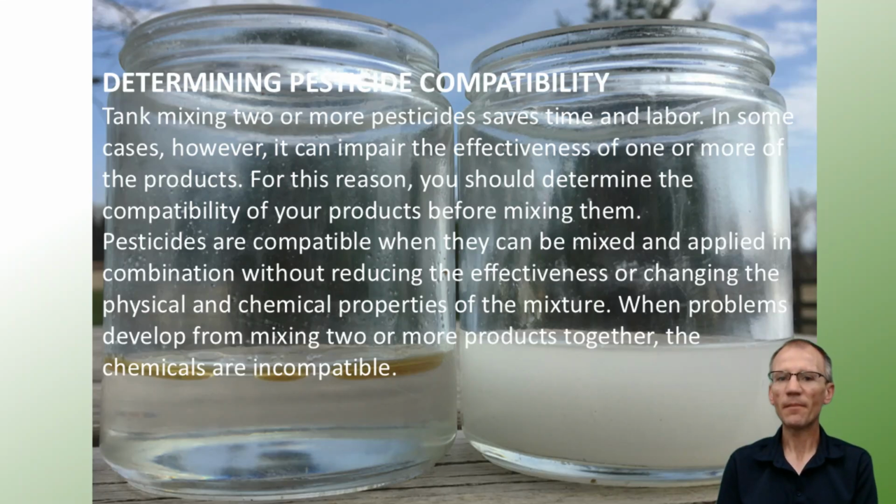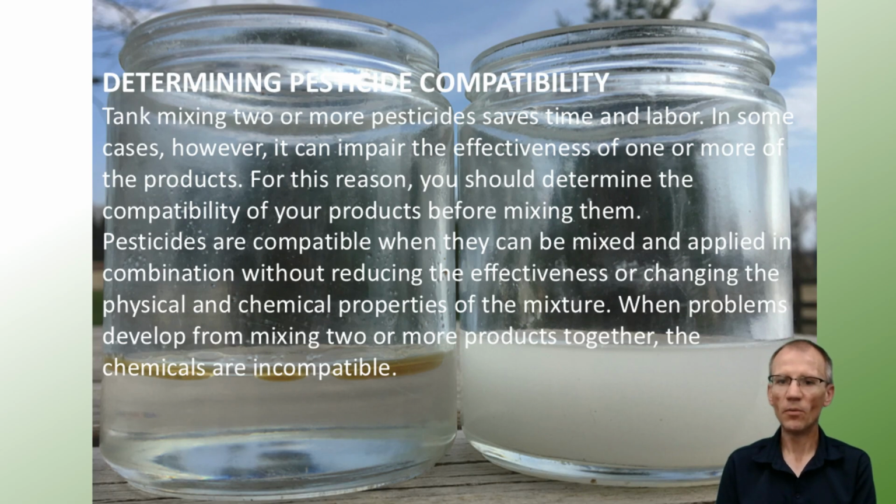Next thing we need to think about is determining pesticide compatibility. Tank mixing 2 or more pesticides saves time and labor. In some cases, however, it can impair the effectiveness of 1 or more of the products. For this reason, you should determine the compatibility of your products before mixing them.